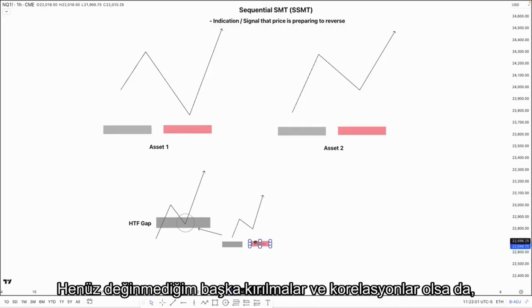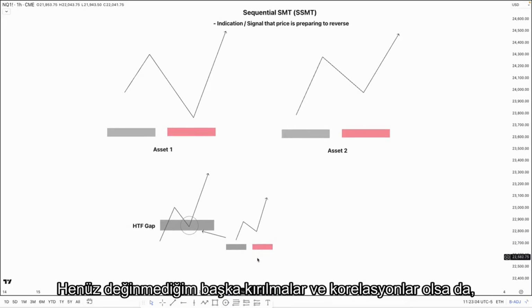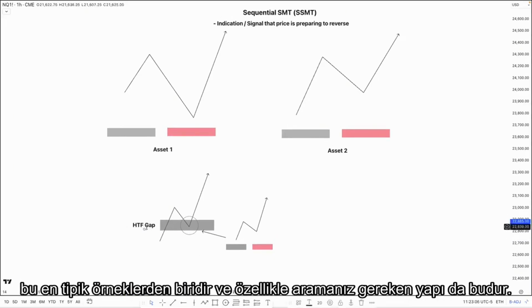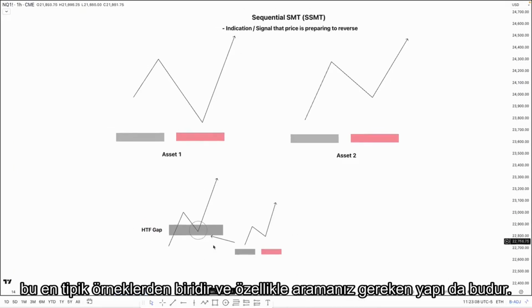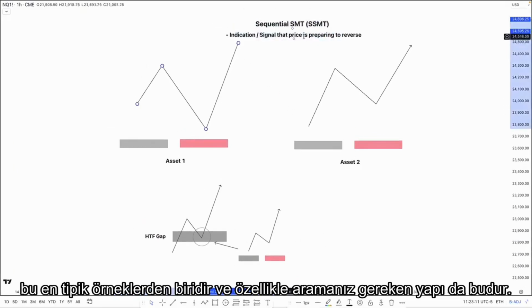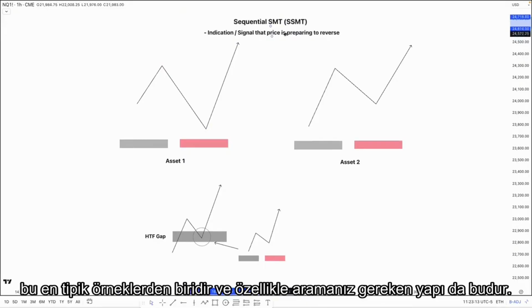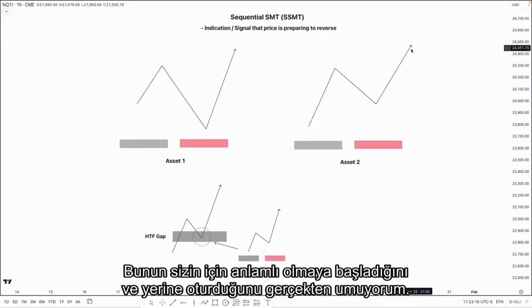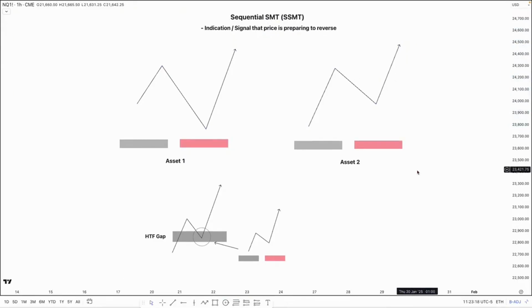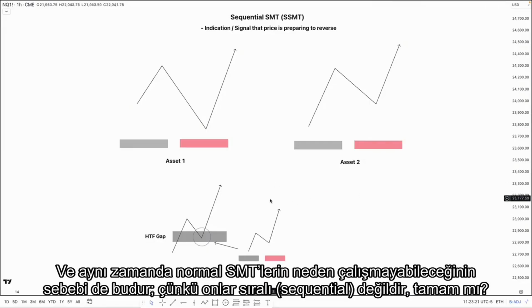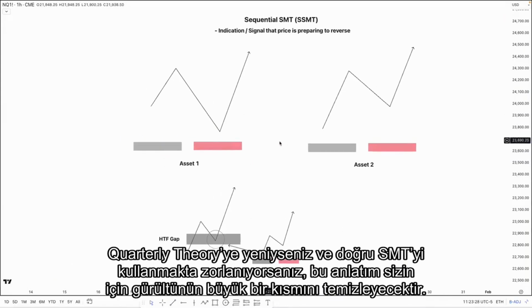Now there are other cracks and correlations that I'm yet to discuss. This is one of the most typical examples. So this is something that you should be looking for. I really hope this makes sense for you and it's starting to click. And it's also why your regular SMTs may not work. And that's because they are not sequential. Okay? So if you're new to quarterly theory and you're having difficulties with using the right SMT, this should really clear a lot of the noise up for you.